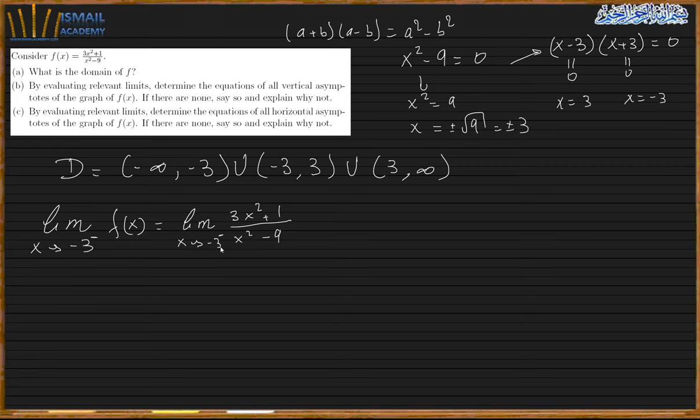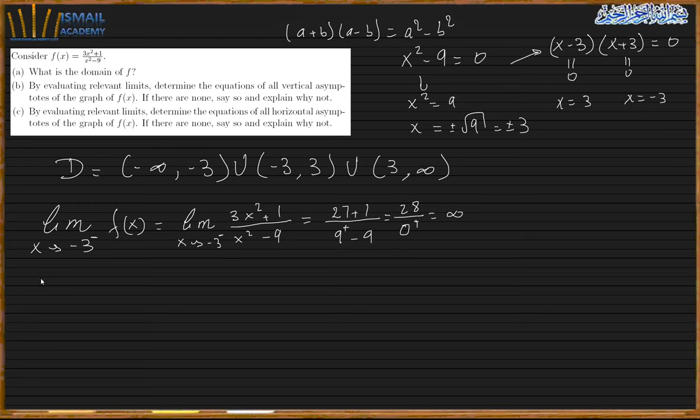So what does -3 minus mean? It is -3.001. When I square it, it becomes greater than 9. When I substitute -3 minus here, the numerator gives me 27 plus 1, since 9 times 3 is 27. Here, the denominator will be 9 plus. Why? Because 3.001 times 3.001 is something a little bit greater than 9. So here I will have 28 over 0 plus, which is infinity.